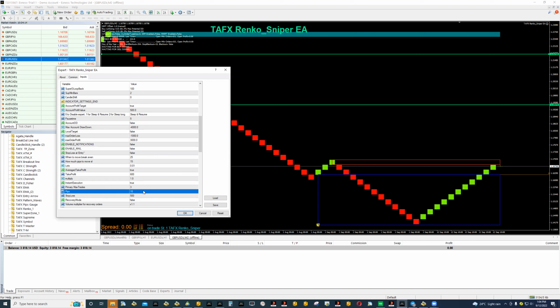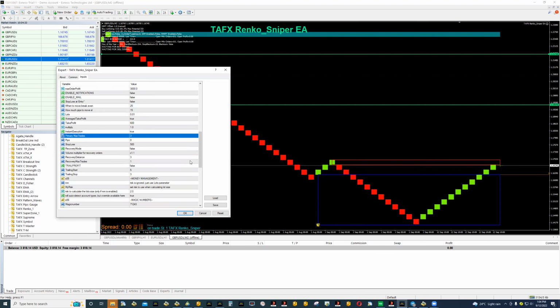But if you want the EA to take the 3 positions at once at the same place, you are supposed to not give any gap, but set 0, so that it can open 3 positions instantly at one place. I believe you're getting what I'm saying.